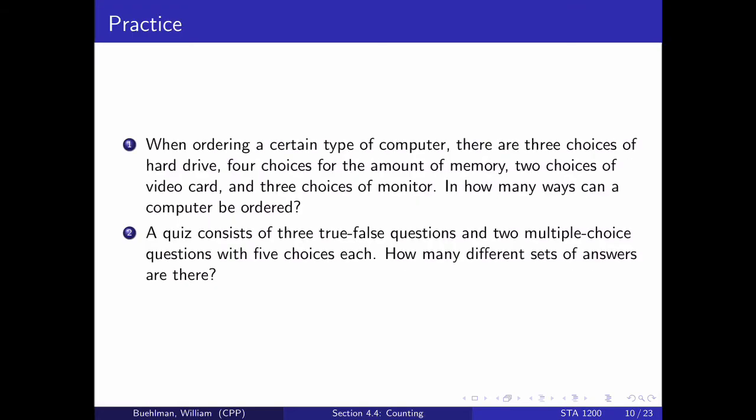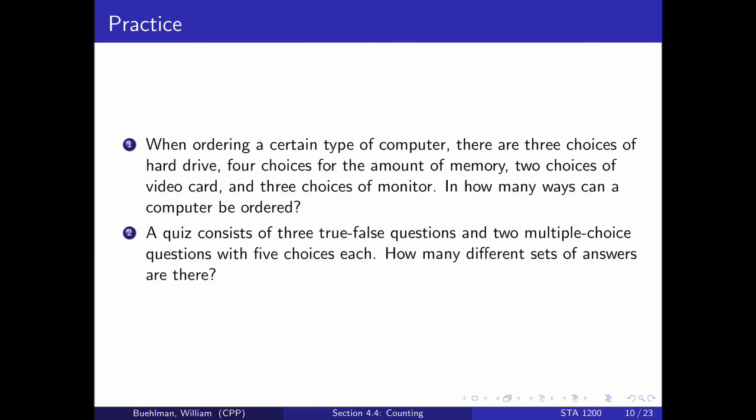Here's some practice for you guys. You're going to do the following 2 questions. When ordering a certain type of computer, there are 3 choices for the hard drive, 4 choices for the amount of memory, 2 choices for a video card, and 3 choices for a monitor. How many ways can the computer be ordered? A second practice problem. A quiz consists of 3 true-false questions and 2 multiple-choice questions with 5 choices each. How many different sets of answers are there? Pause the video, work on each one of these, get the answer, and then come check the solution.